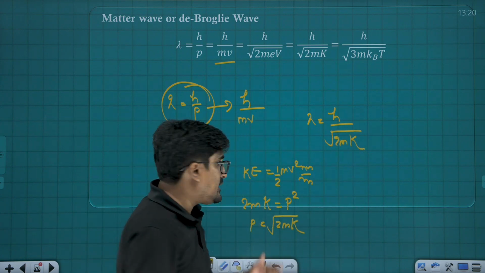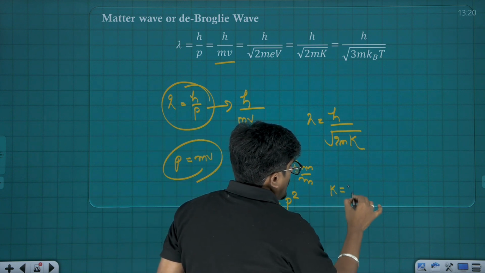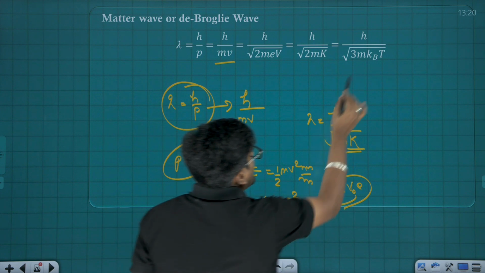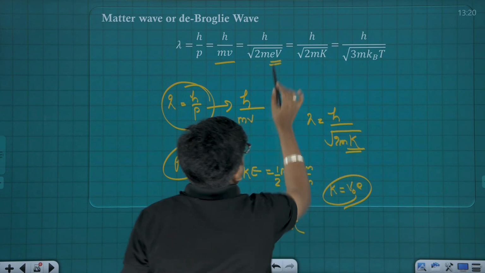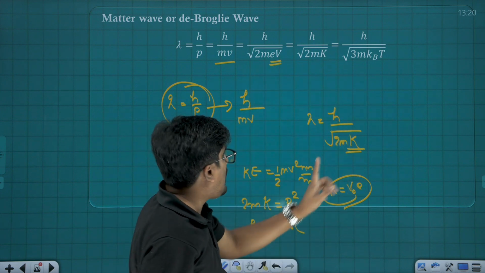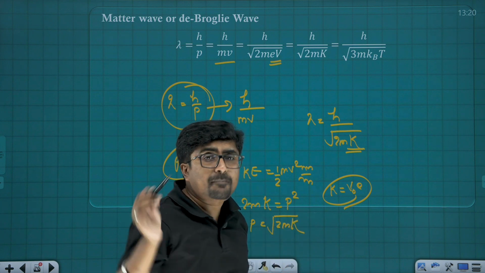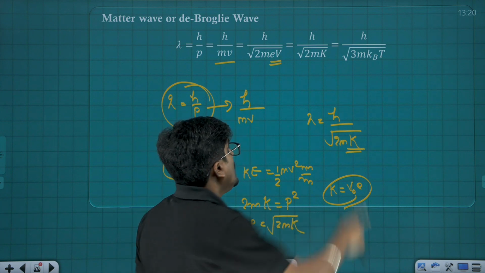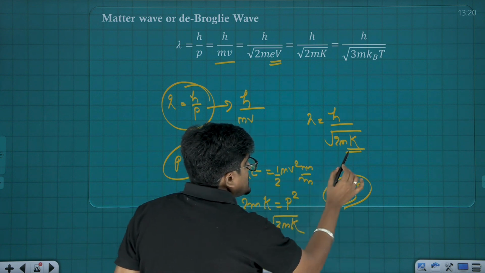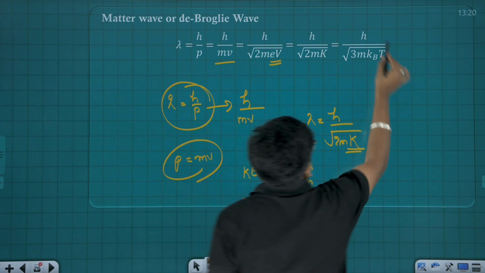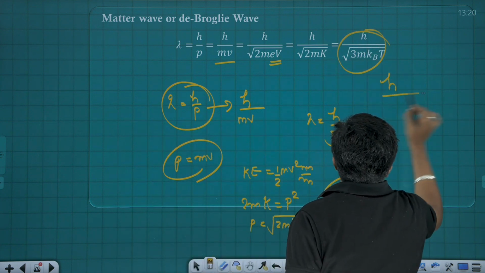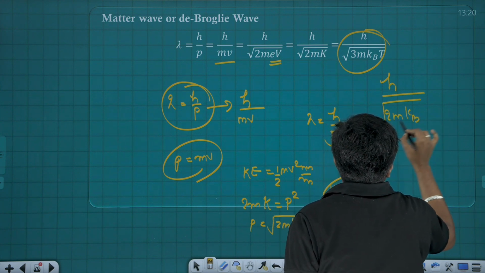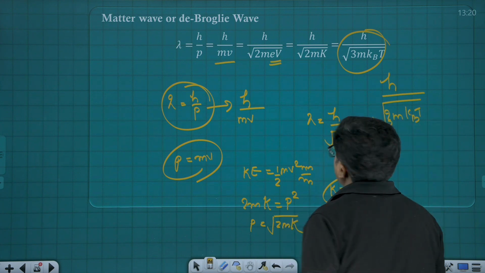And kinetic energy K is equal to stopping potential into e. So once I replace K, I am going to get e into V. And if I want to represent it for a thermal neutron, it has energy of 3 by 2 kBT. So once I replace kinetic energy by 3 by 2 kBT, I am going to have the expression h upon under root of 3 times m into kB times T.